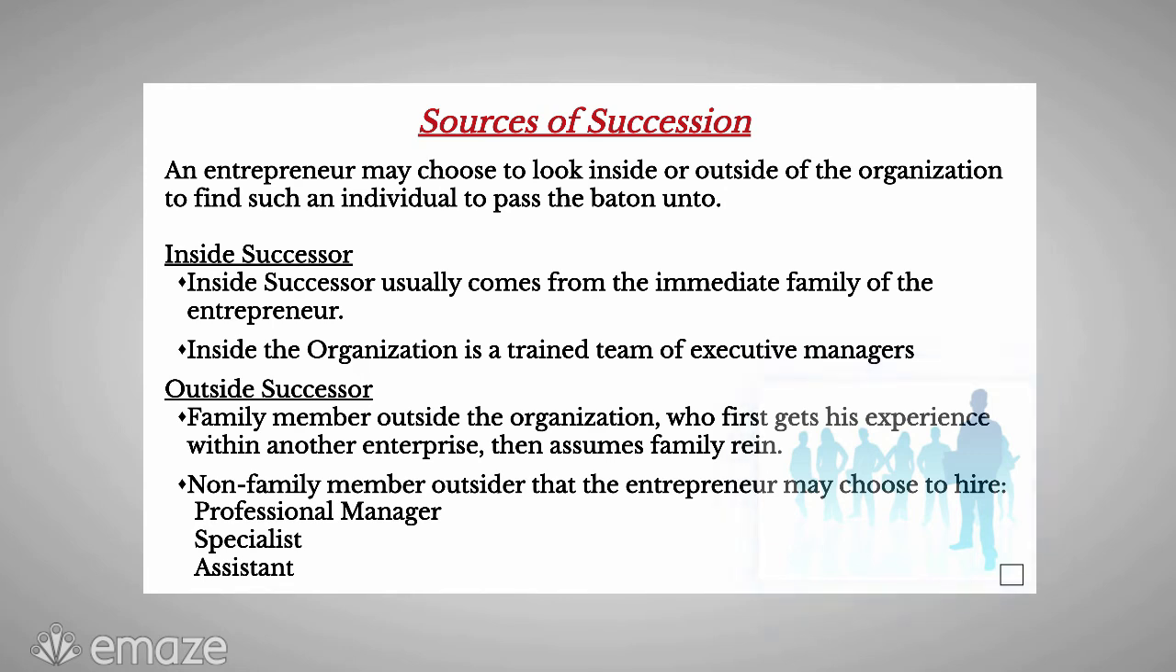Now, our last three outsiders are non-family that the entrepreneur may choose to hire. So we have our professional manager, our specialist, and assistant. An entrepreneur may seek to employ a professional manager as he is yet to find an immediate successor within the firm. But this is only for a period of time, so it's temporary. This is until an heir matures and shows that he is ready to take over the operations of the business.